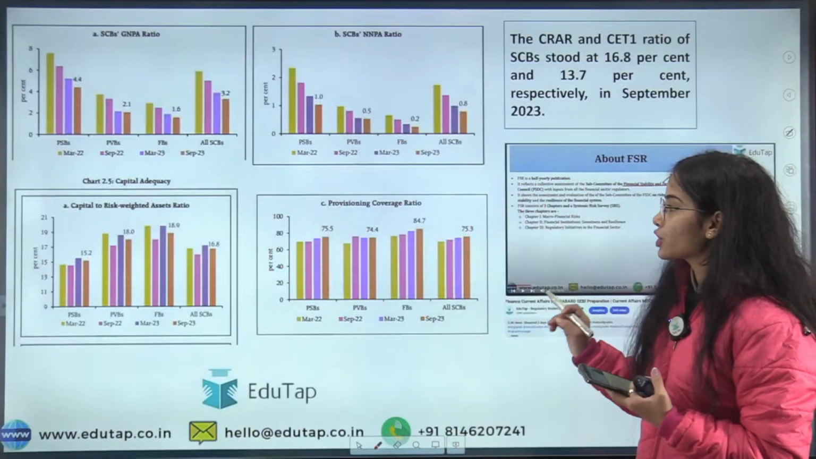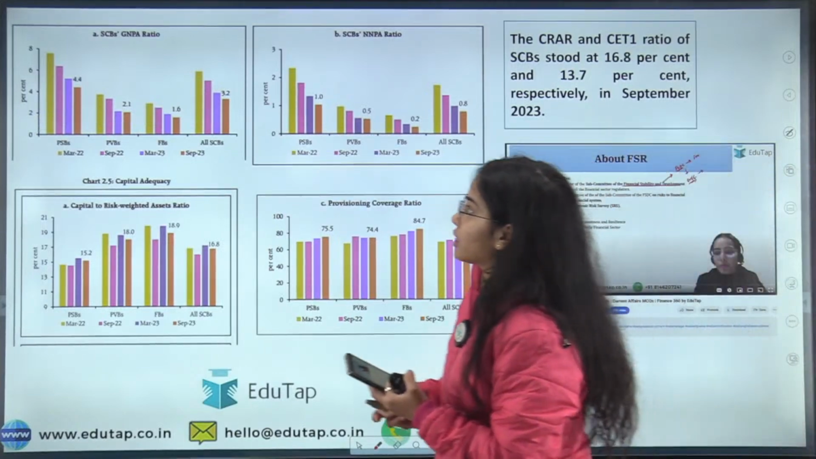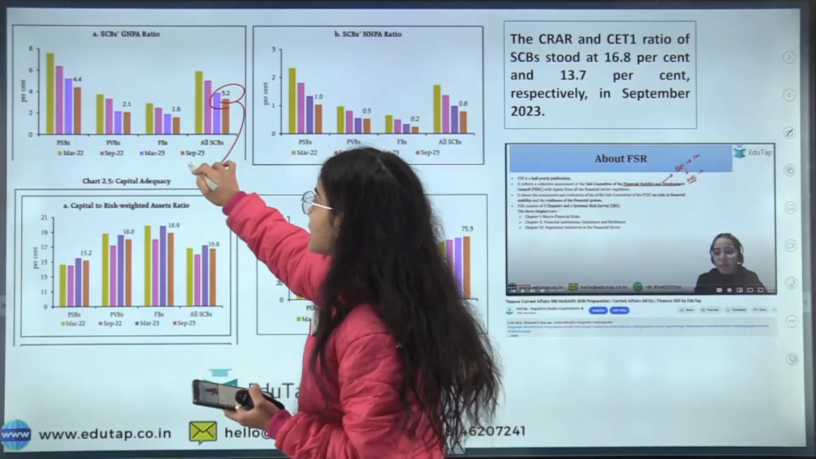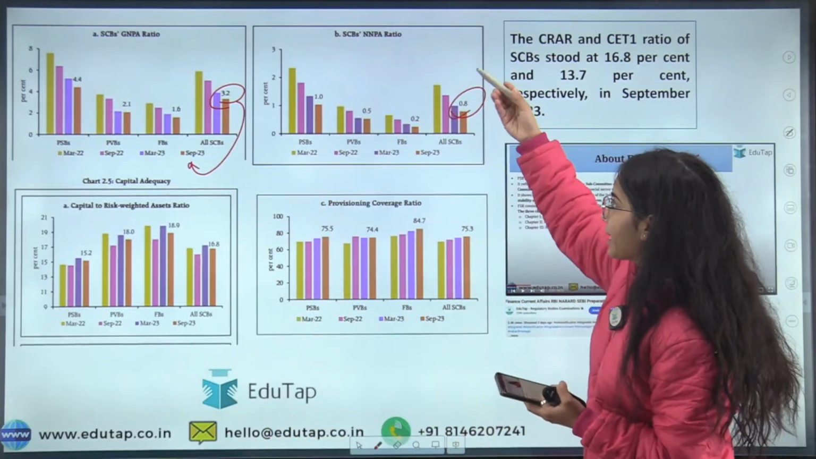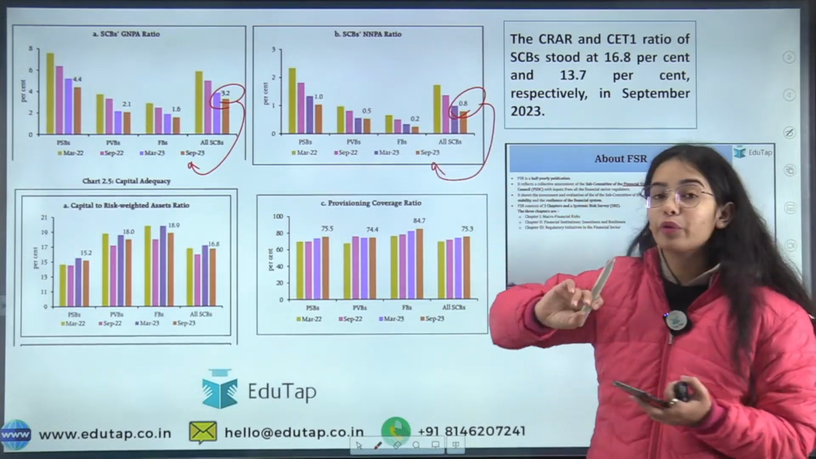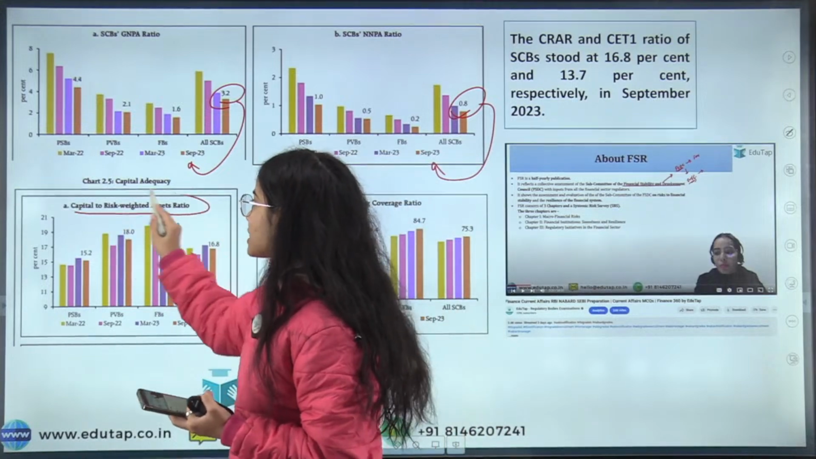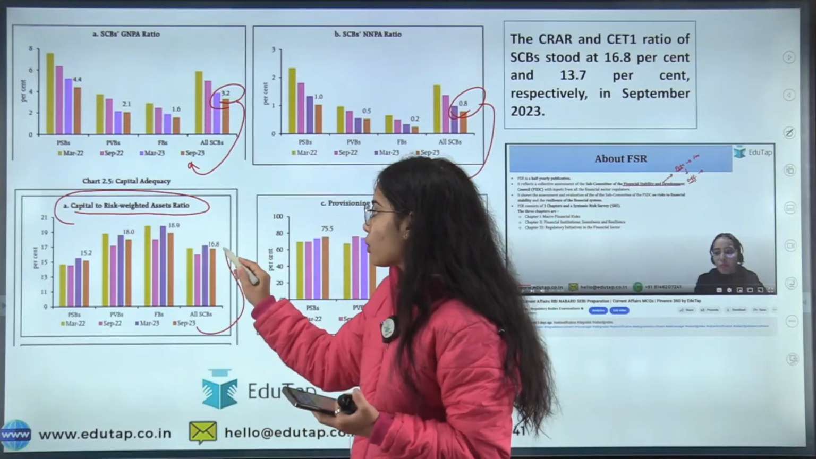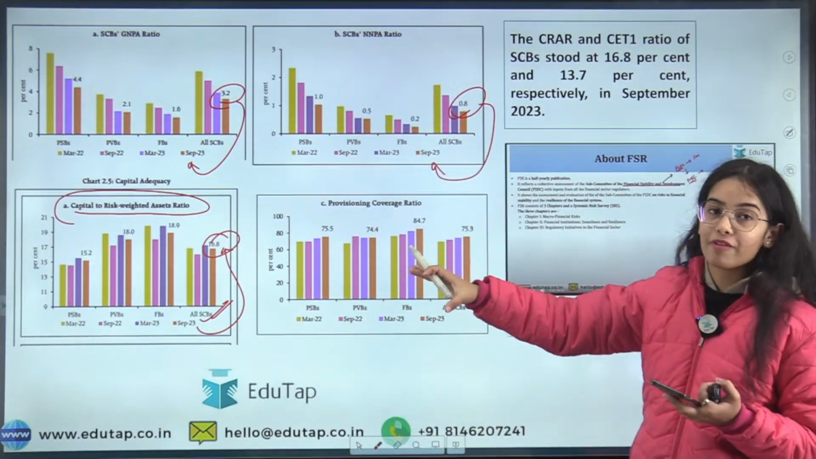Okay, so the next question. Here the important data points are given. The GNPA ratio is 3.2% in September 2023. The NNPA ratio is 0.8% for September 2023 for all the scheduled commercial banks. For the capital to risk weighted asset ratio for September 2023, it was 16.8% for all the scheduled commercial banks. It is the average number.